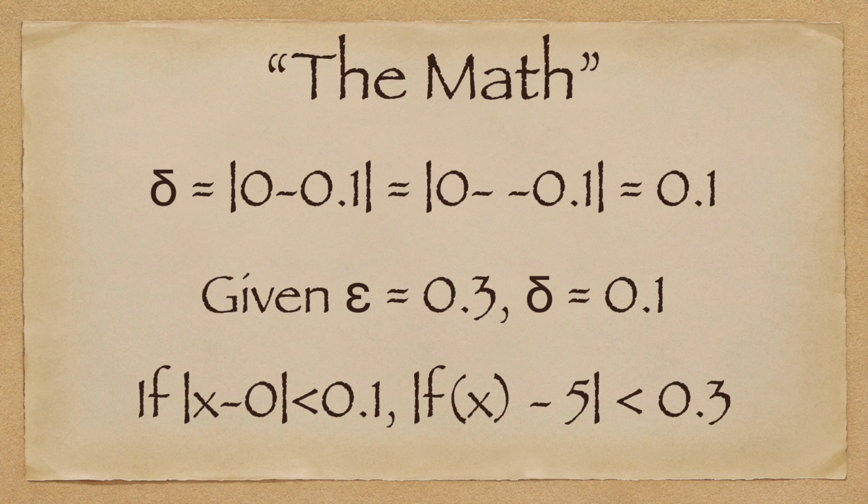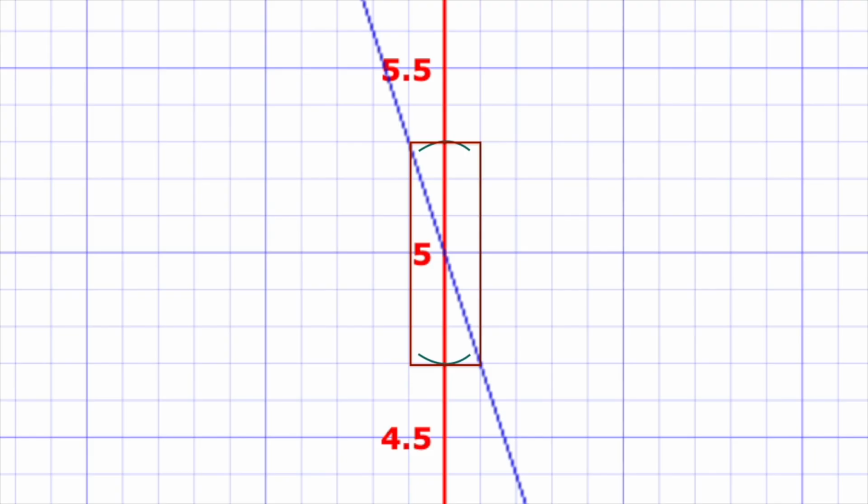Meaning, if the distance that our x values are from 0 is less than 0.1, then the distance our function values are from 5 will be less than 0.3. So whenever we are within 0.1 units of our c value, 0, we will be within 0.3 units of our limit, 5.